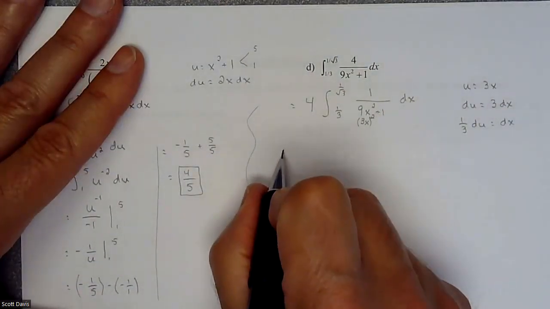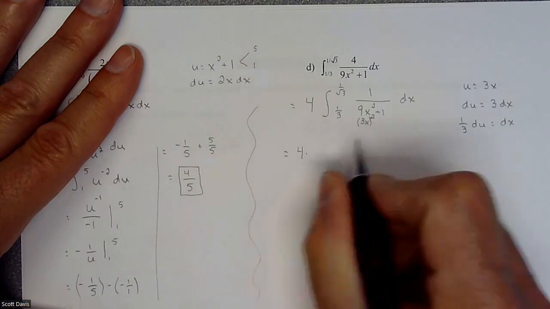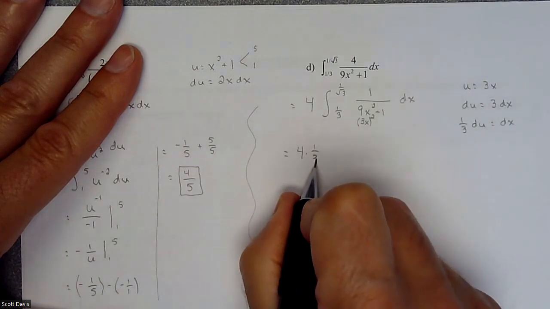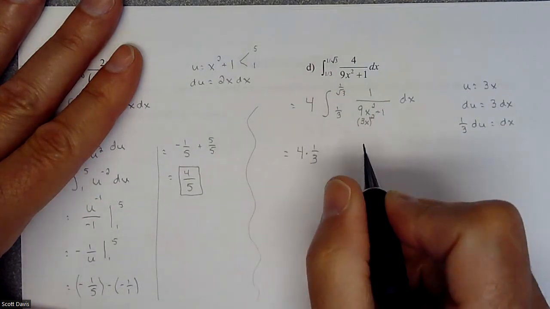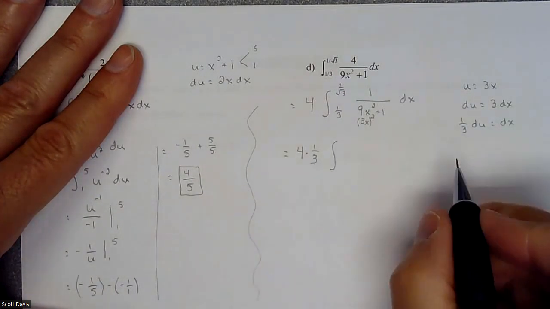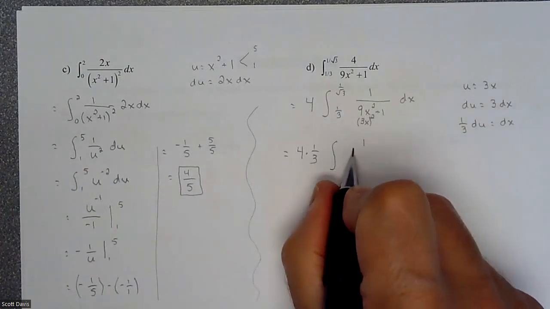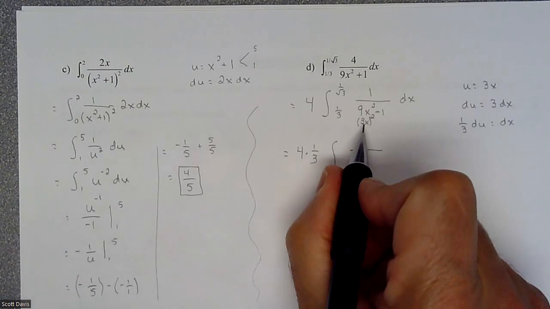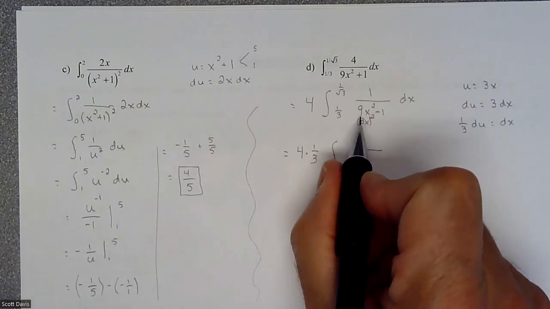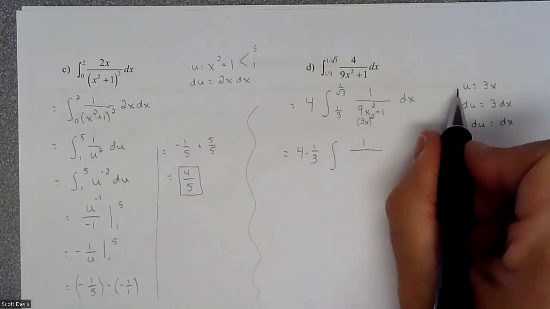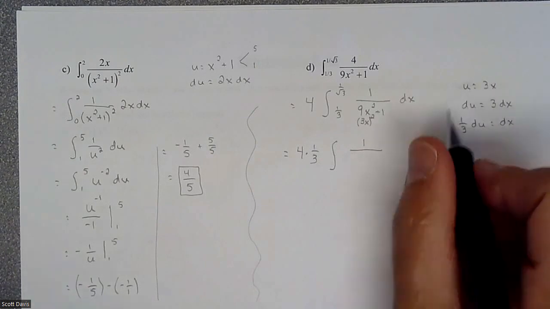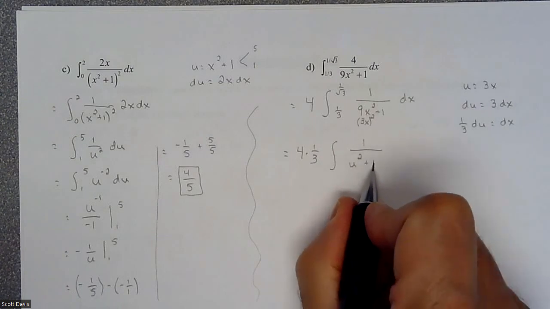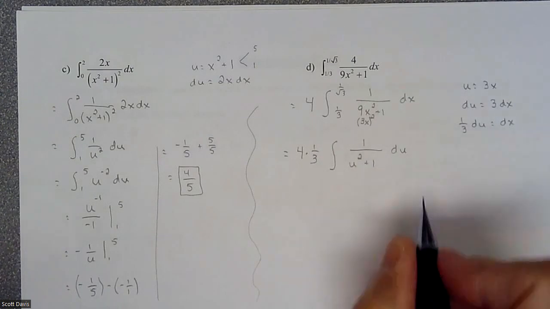So what I do have is a 4. I'm going to replace dx with 1/3 du. I'm going to pull the 1/3 out and combine it with the 4. And then the only thing that changed on this was this 9x squared, which I rewrote as a 3x, that whole thing being squared, I'm going to rewrite as a u squared plus 1 du. All right.